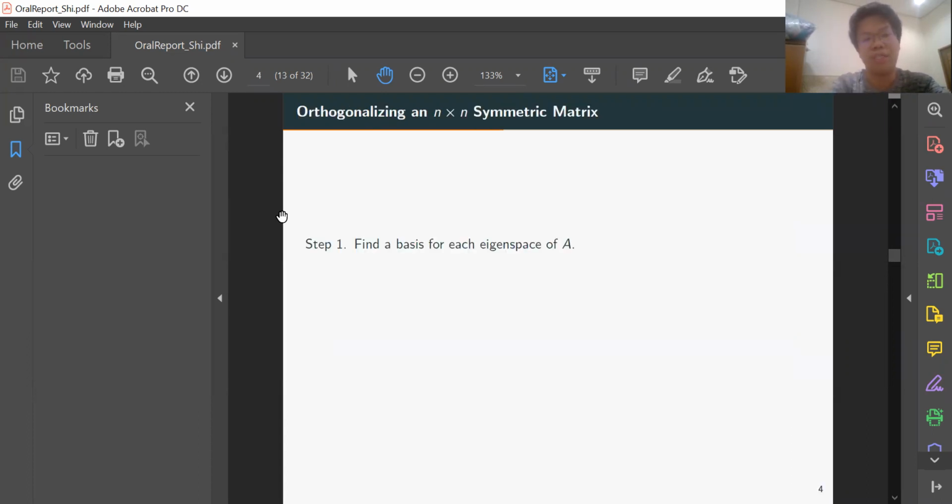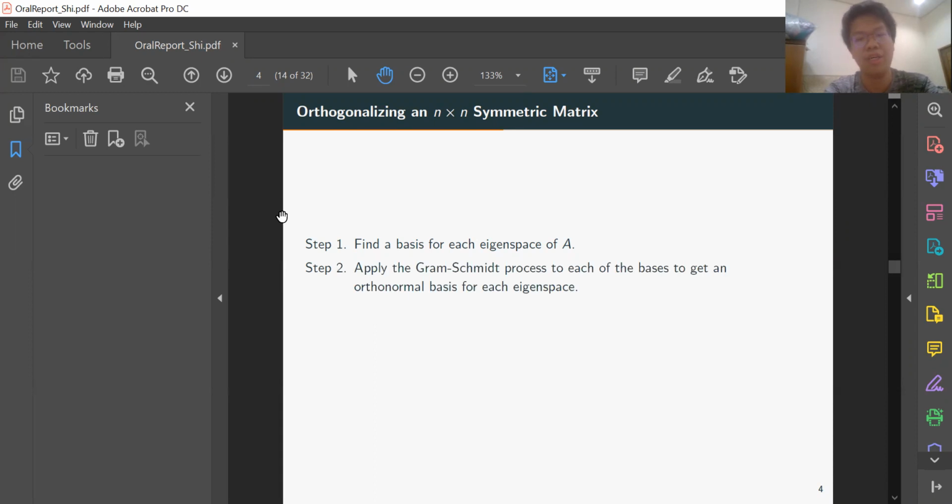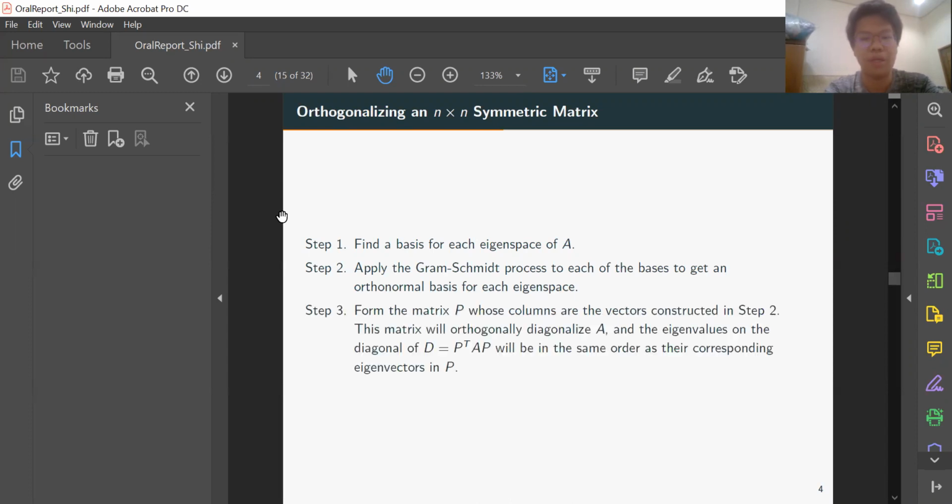Now, to orthogonally diagonalize an n by n symmetric matrix, the first thing we do is find a basis for each eigenspace. Next, we apply the Gram-Schmidt process to each of the bases to get an orthonormal basis for each eigenspace. Lastly, we form the matrix P whose columns are the vectors constructed in step 2. This matrix will orthogonally diagonalize A, and the eigenvalues on the diagonal of D, which is equal to P transpose AP, will be in the same order as their corresponding eigenvectors in P.